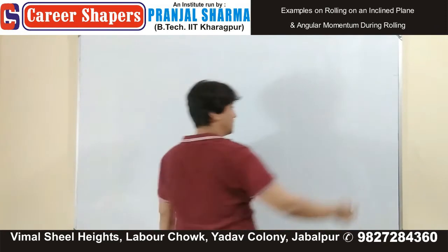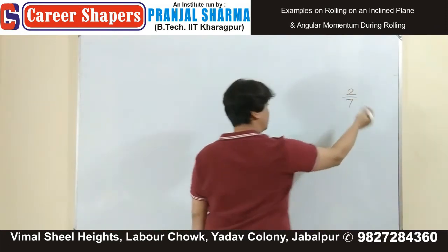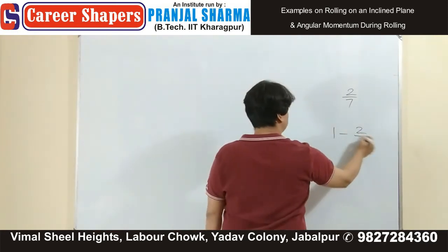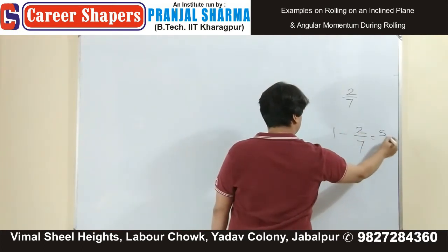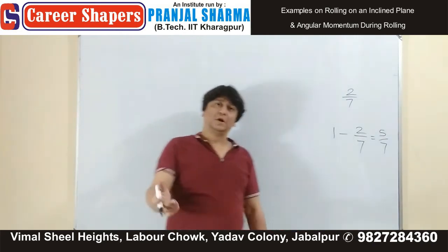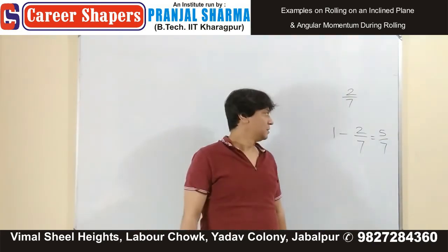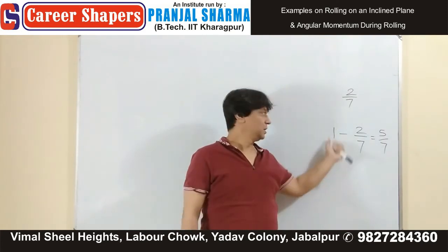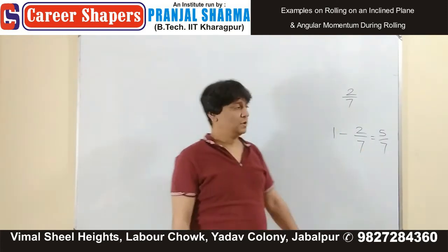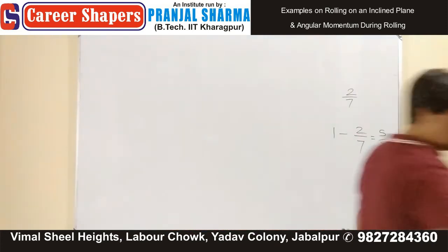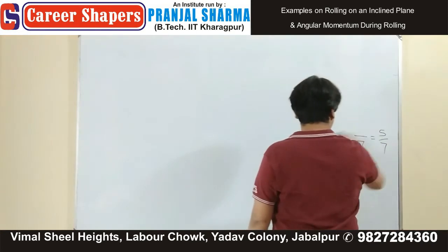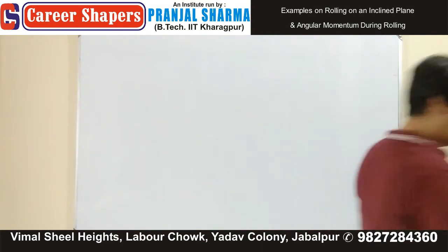बड़ा इजी पार्ट यार. अगर एक 2/7 है तो दूसरा क्या होगा? 1 minus 2/7. Total can only be what? 1. This is for rotational. This is for translatory. Just remember for rotational, and if they ask you for translatory, just subtract the ratio from 1.